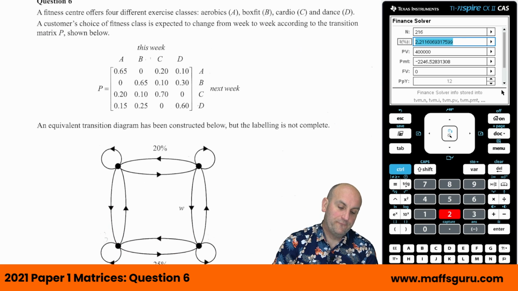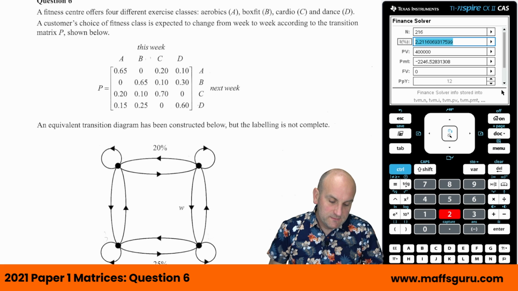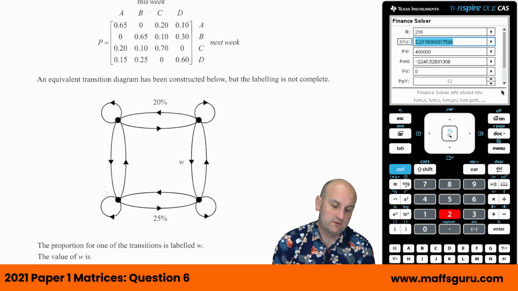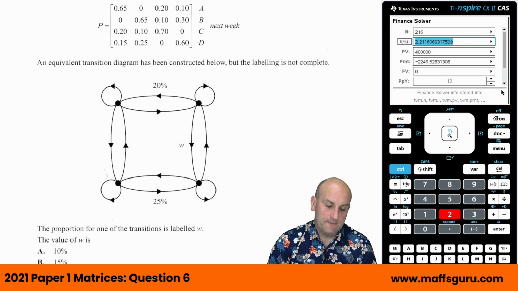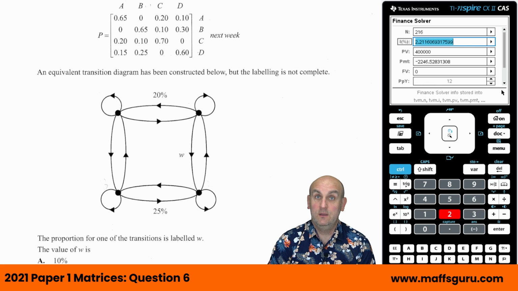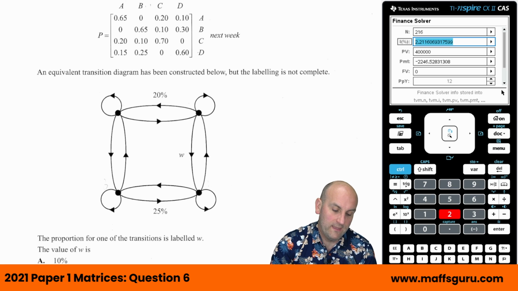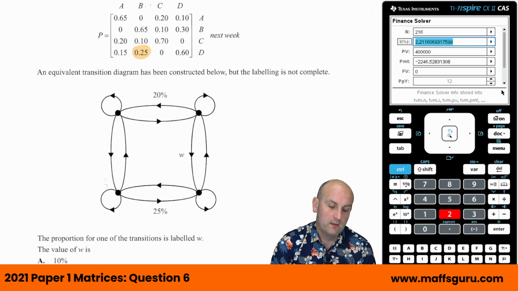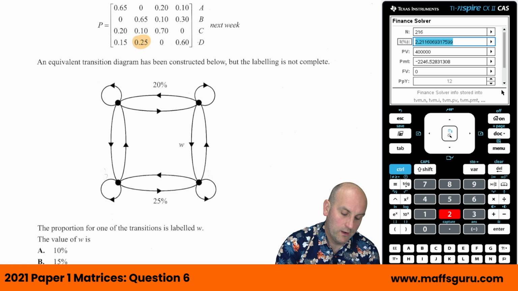The fitness center offers 4 different exercise classes: aerobics, box fit, cardio and dance. A customer chooses. Choice of fitness class is expected to change from week to week. All right, so when we got this transition matrix, they drew a diagram and all they put on was that 25%. So we had to then go, well, okay, what letters go on each of these corners? Well, for 25% going from 1 to a 1, there was thankfully only one of these values that was 25%. It was that one there. So first week to next week, B to D. So I now know automatically that that had to be B and that had to be D.